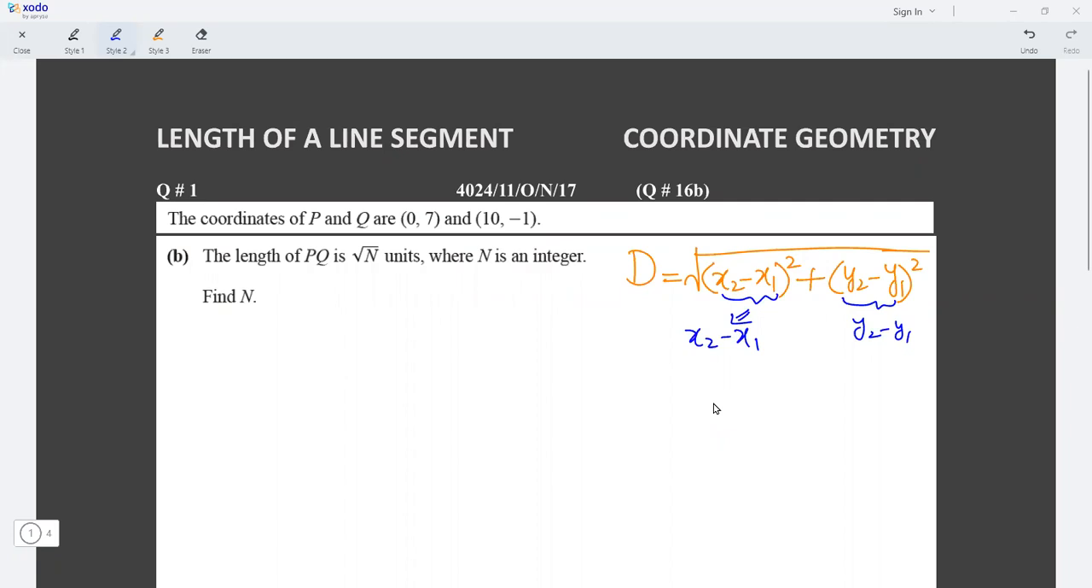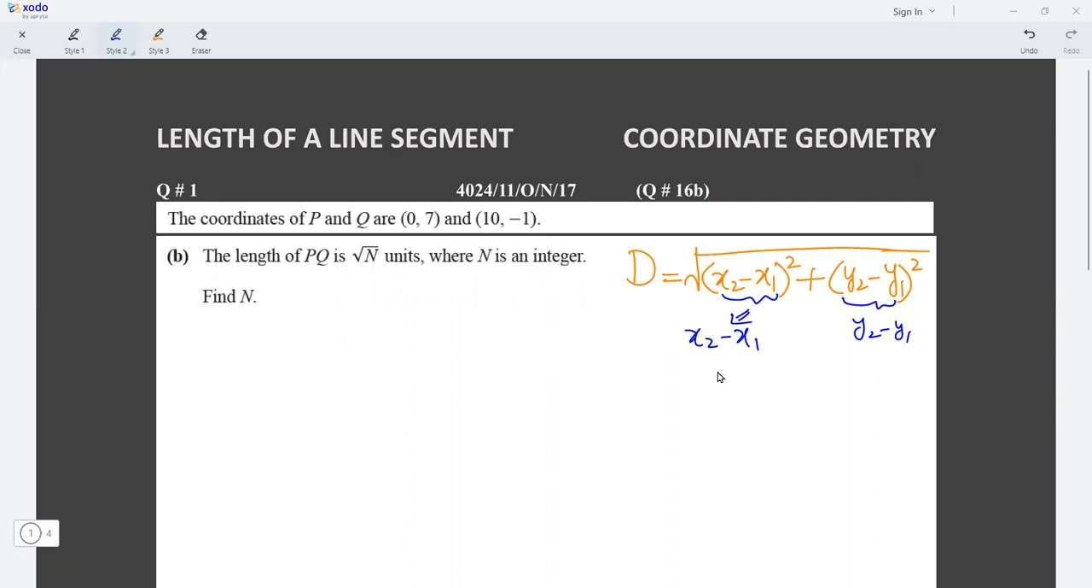I'm again with my new topic in coordinate geometry, that is length of a line segment, or we can say distance between 2 points in coordinate geometry. So the distance formula is d equals square root of (x2 minus x1) whole squared plus (y2 minus y1) whole squared. This is the formula for the distance.